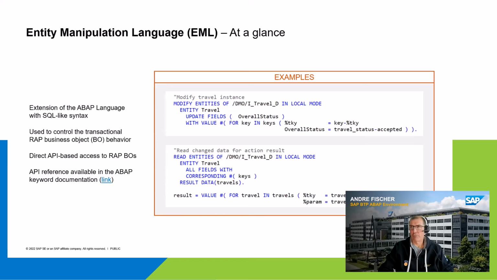Now, one of the new really powerful features is the so-called entity manipulation language. So if we have a RAP object, then we can use code like read or modify entities from BO, and then we specify the entity, and then we can specify which fields are updated. And the framework will deliver us then all the keys that are needed. And then here in this case, we are changing just one field to accept it.